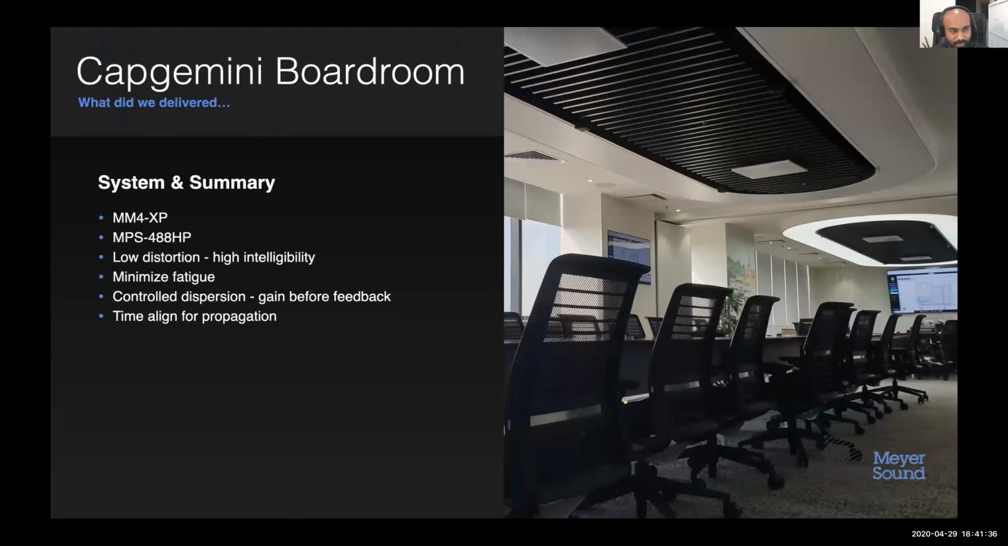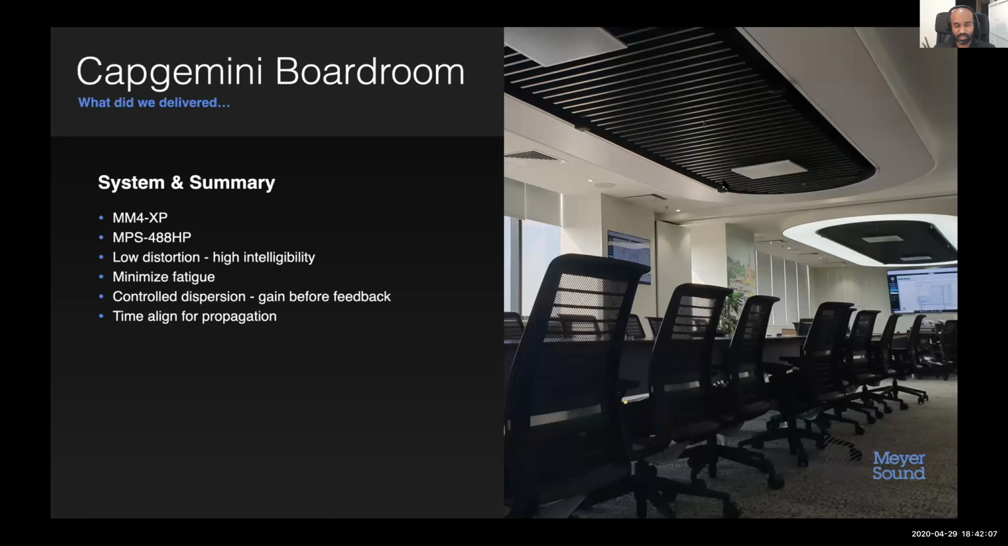What did we deliver? Well, we have MM4 XPs in the ceiling. If you look carefully, you will spot them. They're extremely small and black. There was no scope for putting ceiling speakers in here because of the way the ceiling was built, and they needed a tight dispersion. So MM4 XP was the way to go. There are 2 MPS power supplies, one for each side of the room. So even if you shut one off, the other side still works independently.